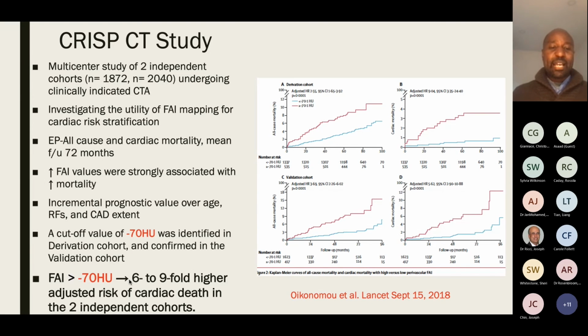So they found that if you had a FAI value of greater than -70, there was a 6 to 9-fold higher adjusted risk of cardiac death in these two independent cohorts. And this is what you're seeing on the Kaplan-Meier figure here. In panels A and B, this is the derivation cohort looking at all-cause mortality as your endpoint in panel A and cardiovascular mortality in panel B. In both of them, if you had a FAI value of greater than -70, your event rate was much higher. Then panels C and D were the subsequent validation cohort, and they found the very consistent finding that a FAI value of greater than -70 strongly predicted increased mortality, both total mortality and cardiac mortality.